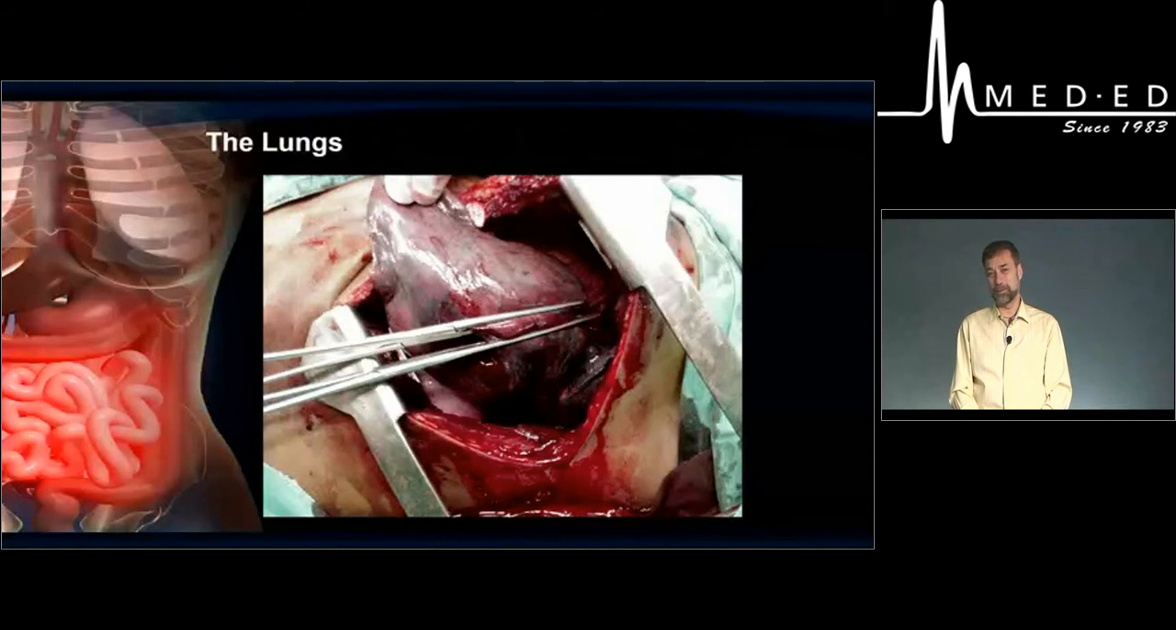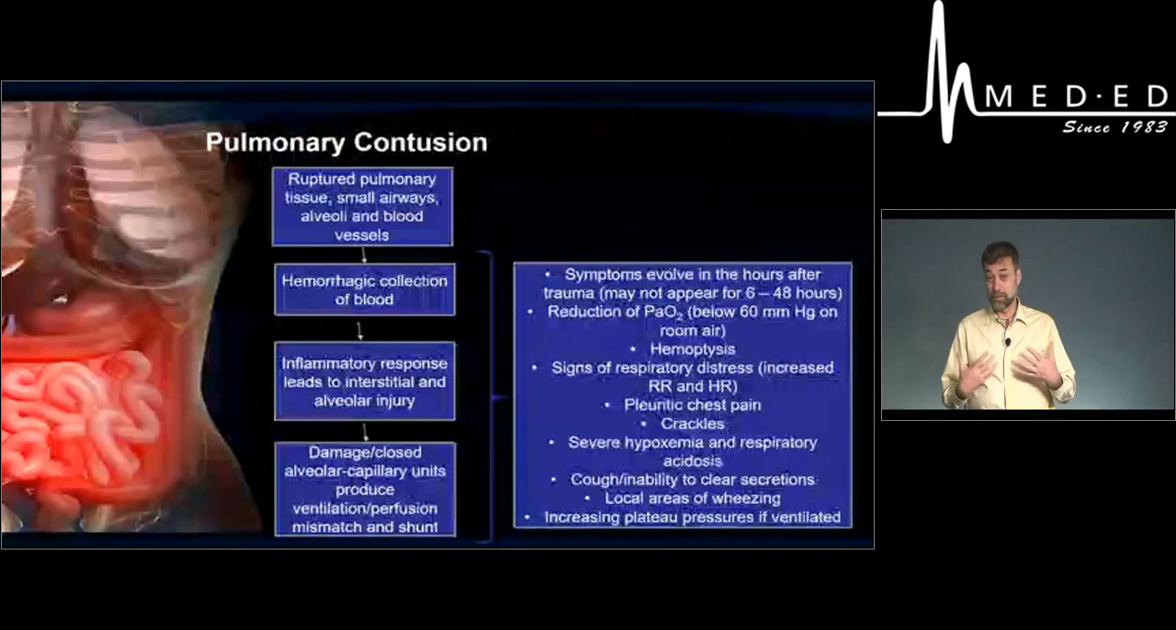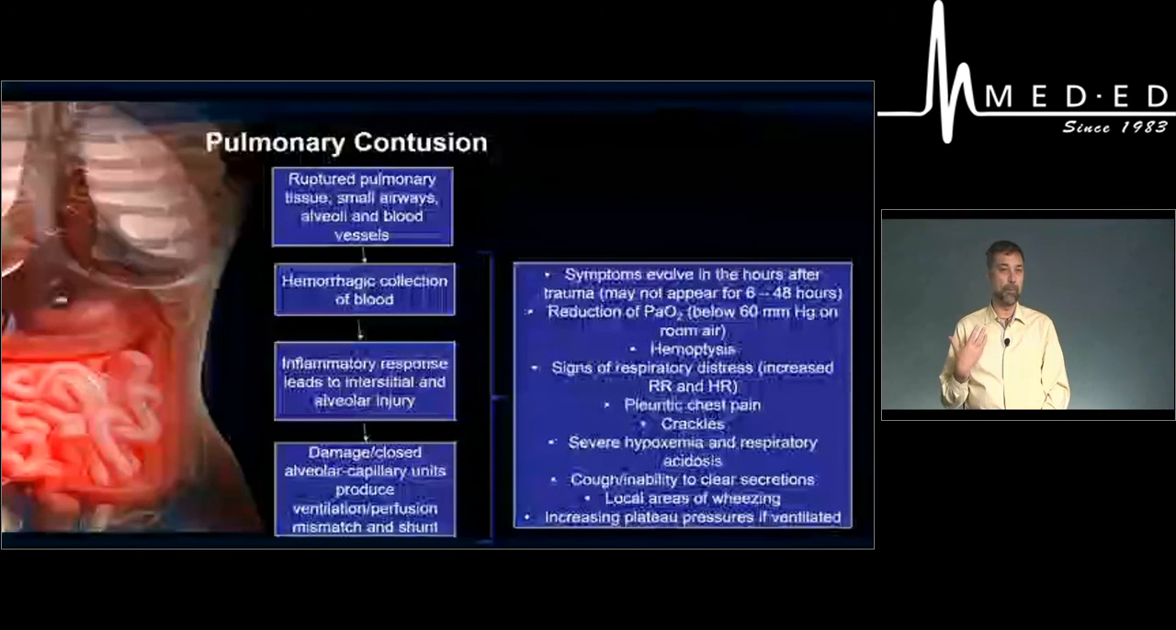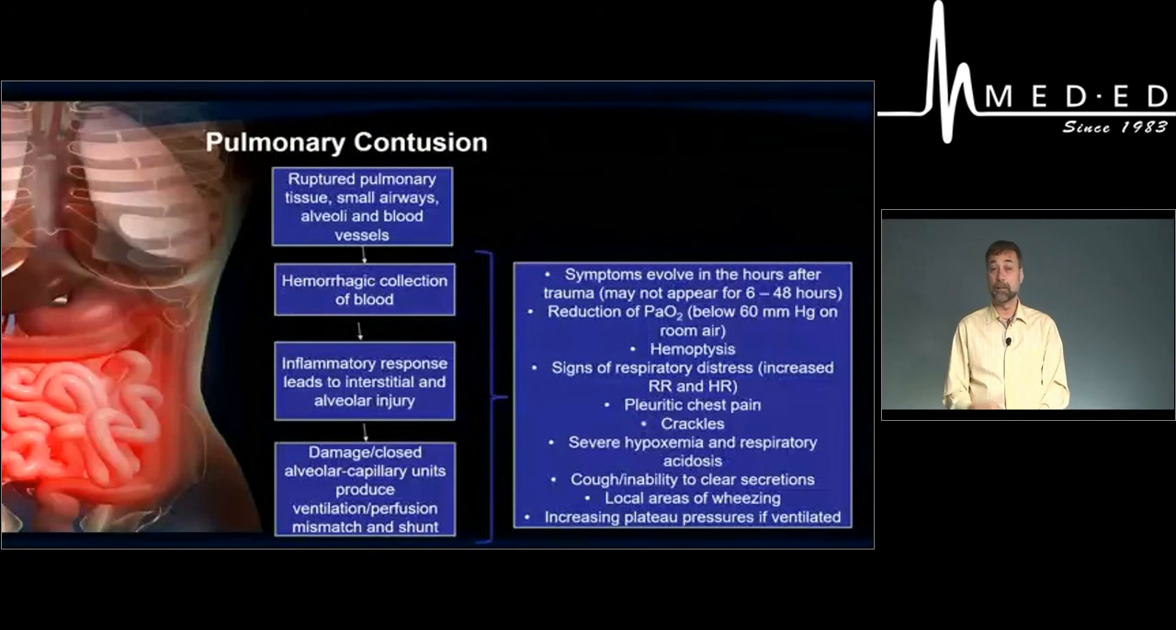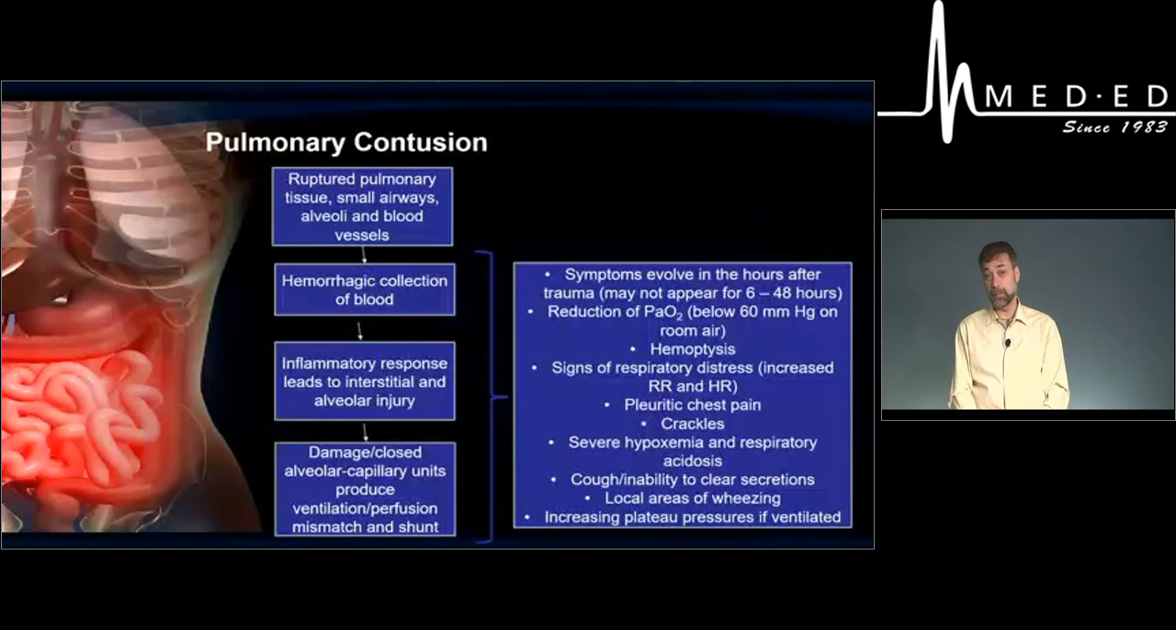Okay, that's enough of the pleural space. Let's move on now to the lungs and talk about injury to the lungs. And I specifically want to look at a pulmonary contusion here. So a pulmonary contusion, as the name implies, is a bruise to the lung itself. It's a rupture of pulmonary tissue allowing blood to leak into the lung parenchyma and then ultimately into the airways and even the alveoli of the lungs.